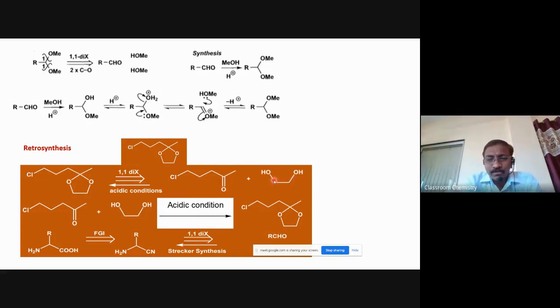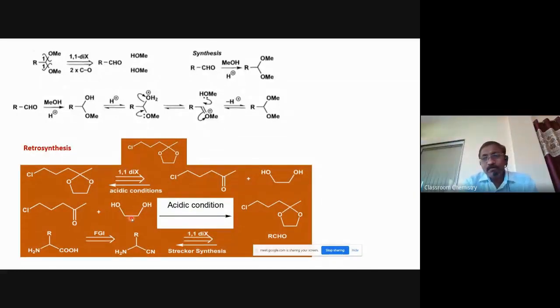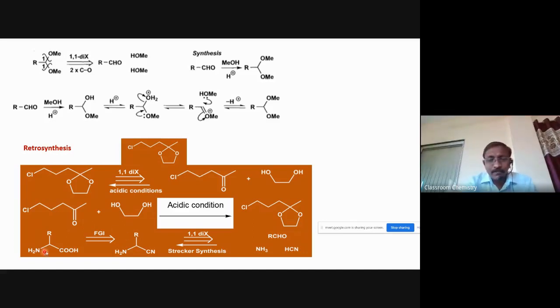what is the name of this? 1,2... what is the name? Ethylene glycol, or 1,2-diol. So if you observe this structure, we think it is very difficult, but it is very easy to disconnect, and here we get a 1,2-diol. So when a ketone in acidic medium reacts with ethylene glycol, we get such a protection.